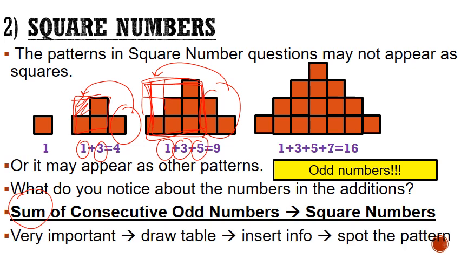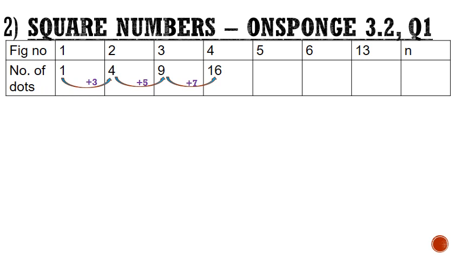So it's very important that you draw a table and insert the information so that you can spot the pattern. Because if you don't draw the table, sometimes it's very easy to miss this pattern. This question here is taken from OnSpan 3.2, question 1. Given figure number 1, 2, 3, 4, 5, and so on, the number of dots for figure 1 is 1 dot. Figure 2 has 4 dots. Figure 3 has 9 dots. Usually we see the pattern and then we write it down.